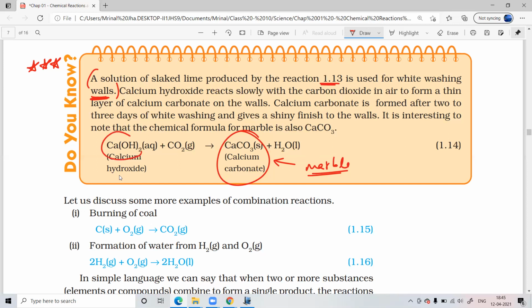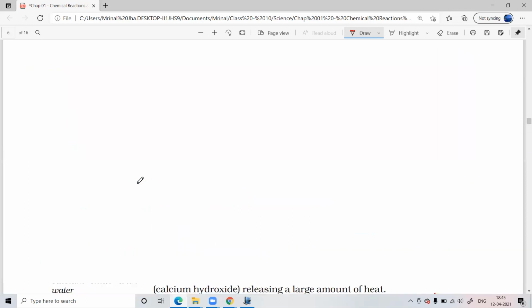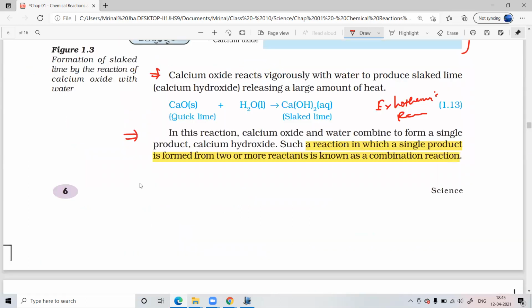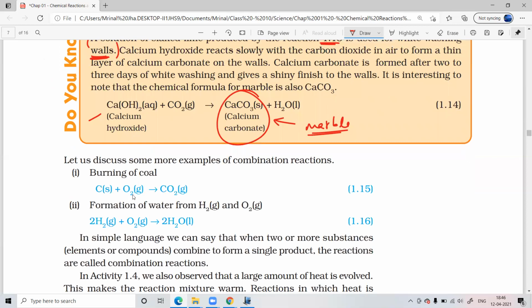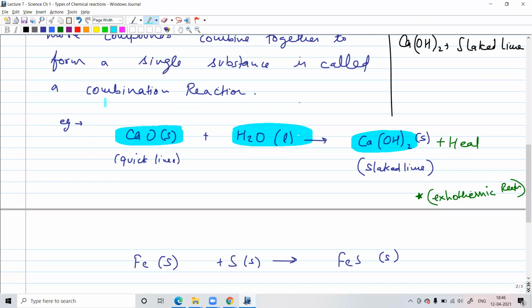Now this calcium hydroxide is a different compound. Why do you write aqueous? Because you have mixed it with water in the previous case. When you did this reaction, you mixed it with water and formed an aqueous solution. It means calcium hydroxide is mixed up with some amount of water. That is why this is aqueous. Okay. So this reaction is also very important. Remember it.